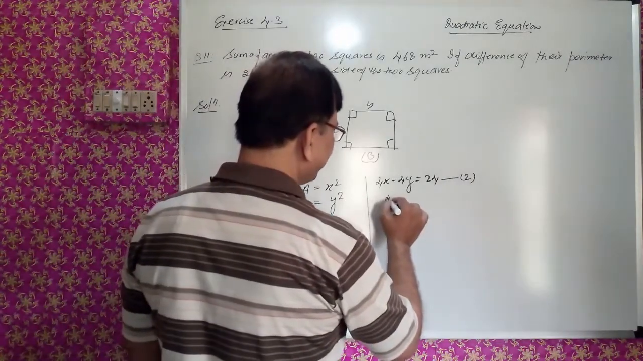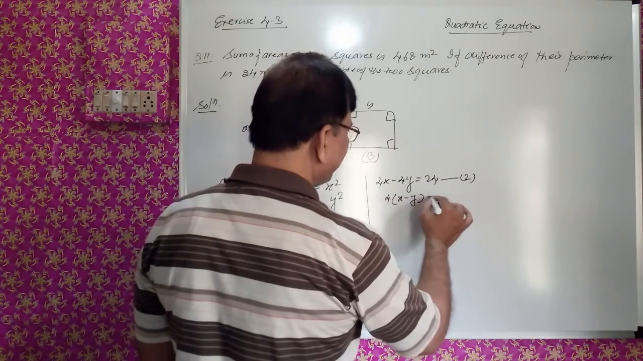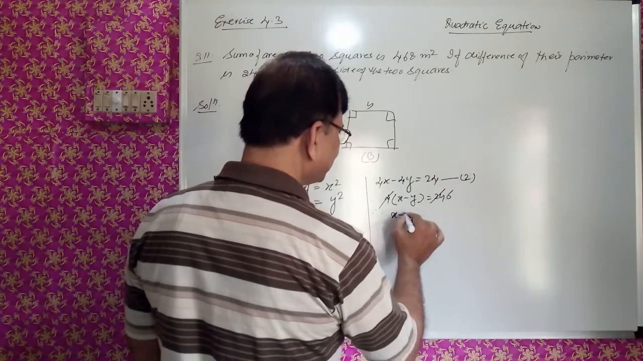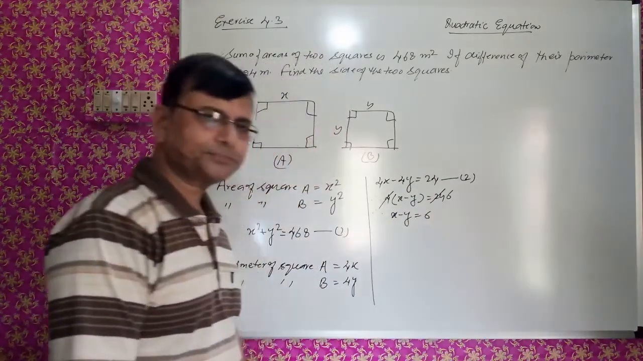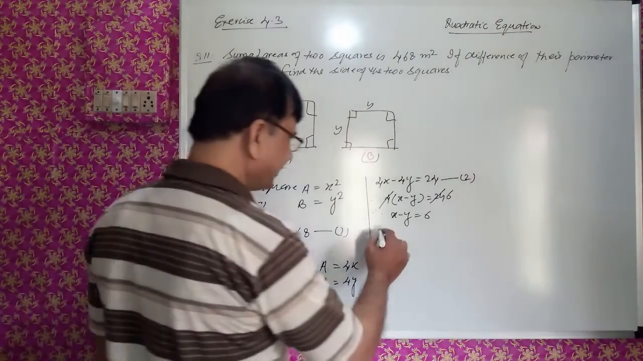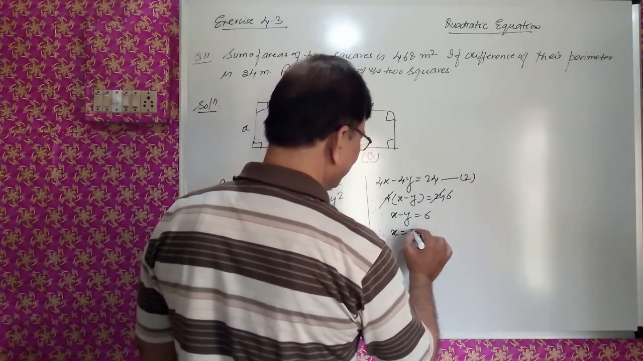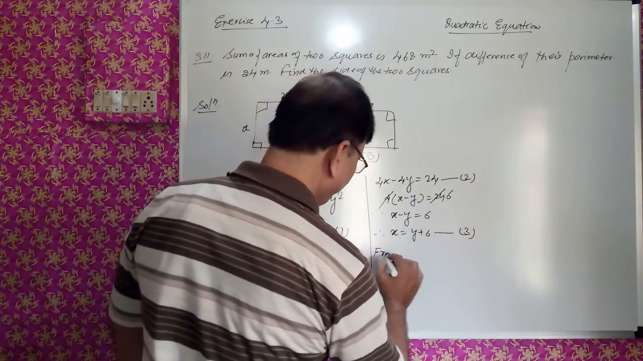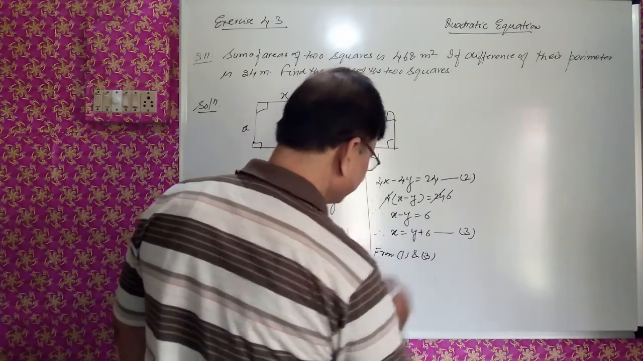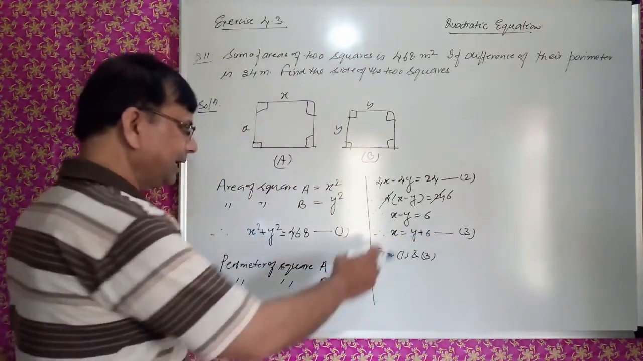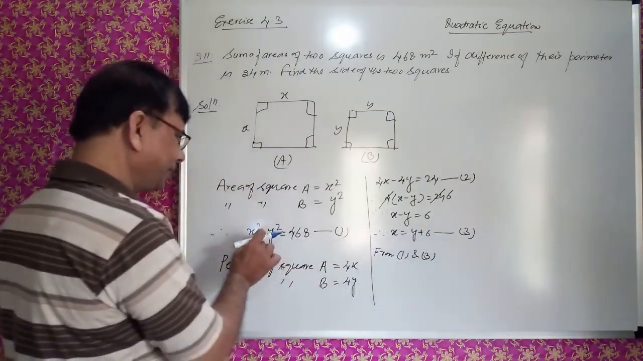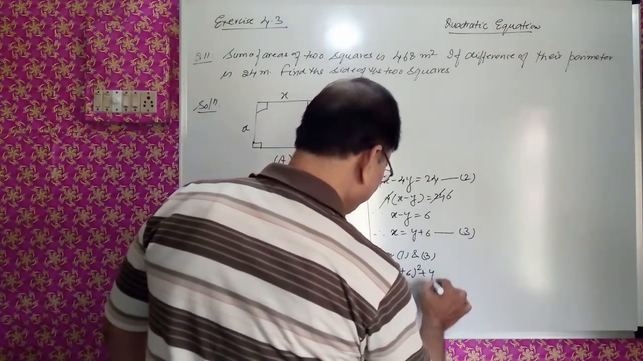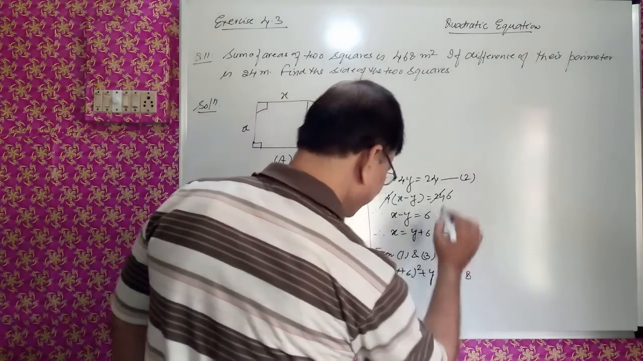From this you can take 4 common: x minus y is equal to 24. Therefore 4 goes 6 times, so x minus y is equal to 6. From this we can find the value of x. So x is equal to y plus 6. Using equations 1 and 3, in place of x I will write y plus 6. So (y plus 6) whole squared plus y squared is equal to 468.